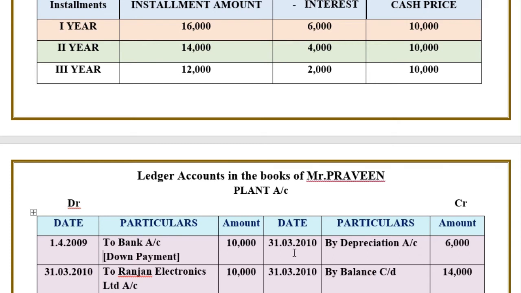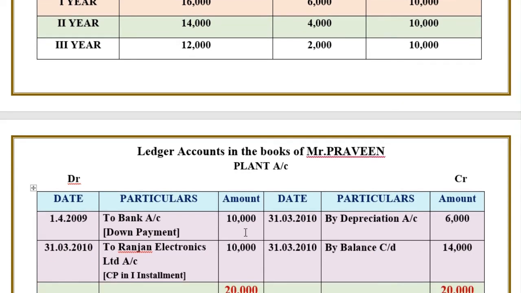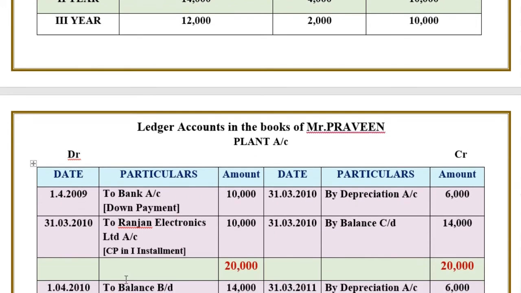Now, once you're done with the transactions, let us close the account. 10,000 plus 10,000, 20,000 on the debit side. On the credit side, only 6,000 rupees. You know, compare the debit side and credit side, and whichever has the highest value, you have to write it on both sides. Here there is 20,000, so here also you have to write 20,000. Therefore, 20,000 minus 6,000. Already the depreciation amount is 6,000. Therefore, the balance amount will be 14,000, and we call it by balance carried down. Whatever the balance as on 31st March 2010 will be the opening balance as on 1/4/2010. Therefore, 1/4/2010 to balance brought down 14,000 rupees.